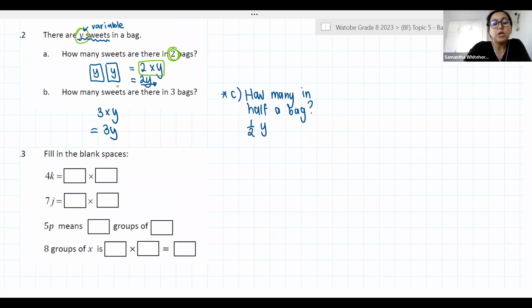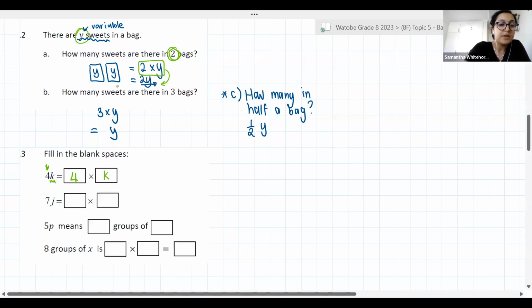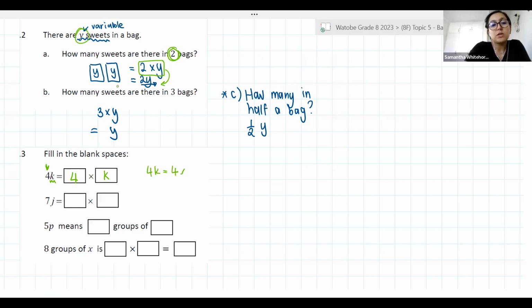by Y. So what you need to remember, anytime you see a coefficient, so a number in front of a variable, the operation you are doing between the two is times. So 4k means 4 times the value of whatever k is. That is the operation we are working with. And 7j means 7 times the value of whatever j is.